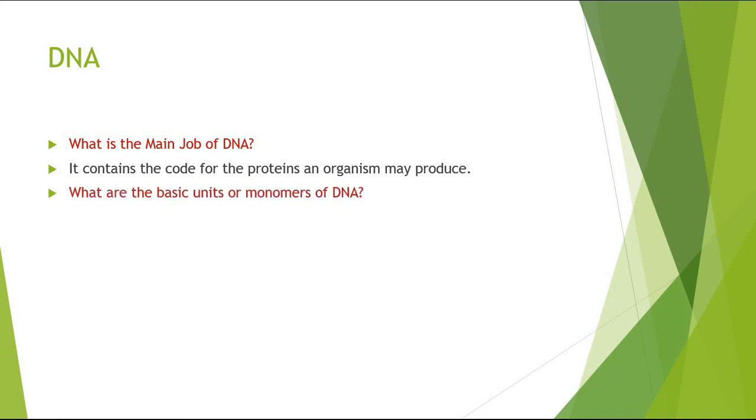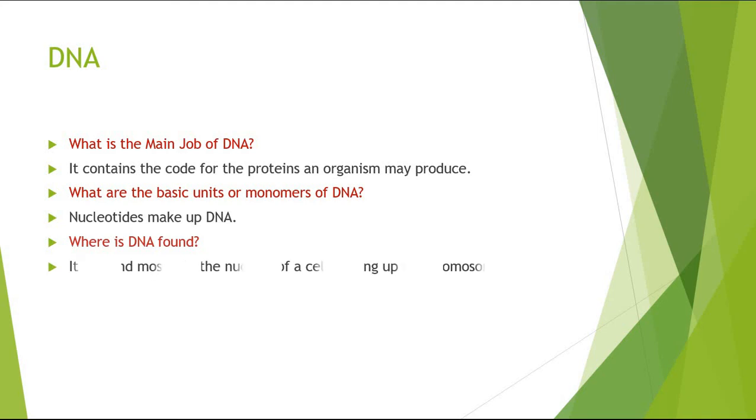What are the basic units or monomers of DNA? Nucleotides make up DNA. Where is DNA found? It is found mostly in the nucleus of a cell making up its chromosomes.